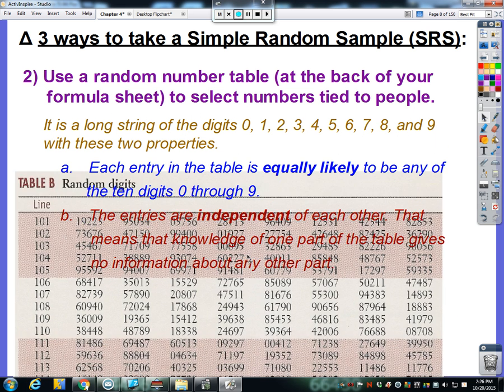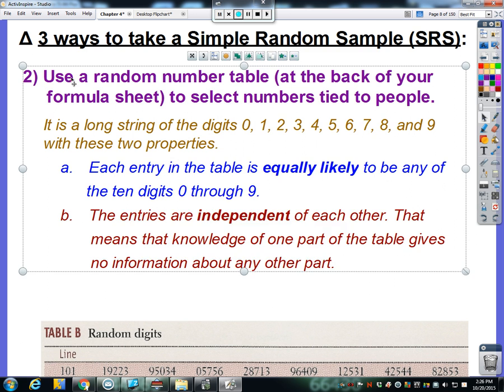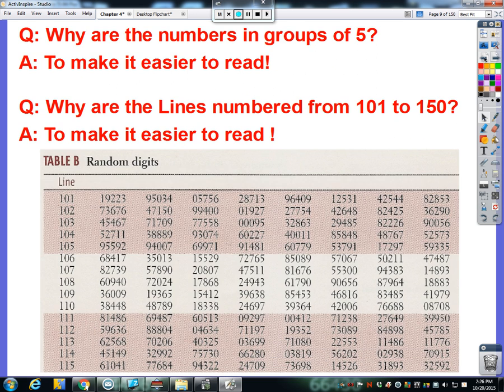Some things to note about the random number table here. Do I have that on the next page? I do. So let's just look at this.